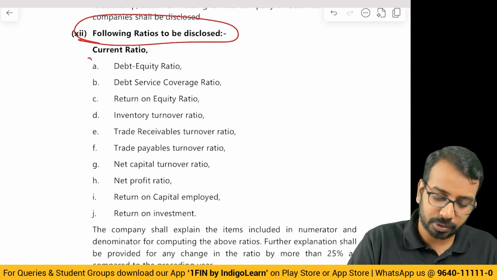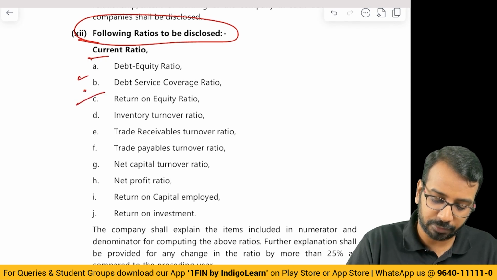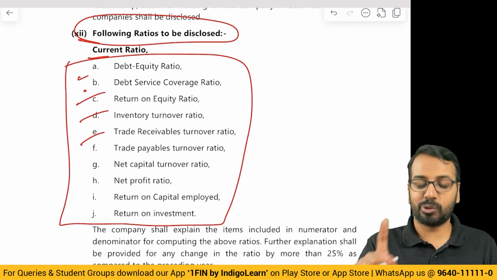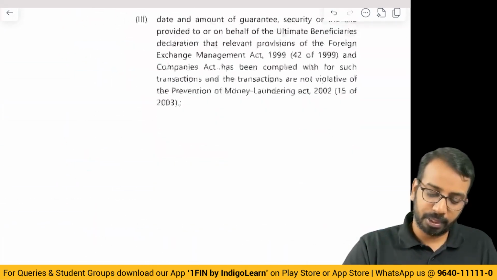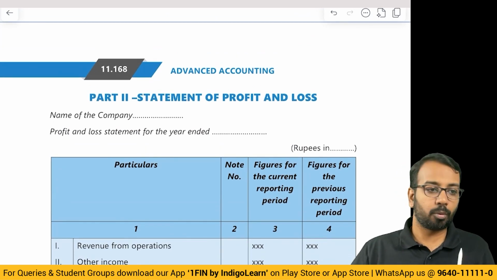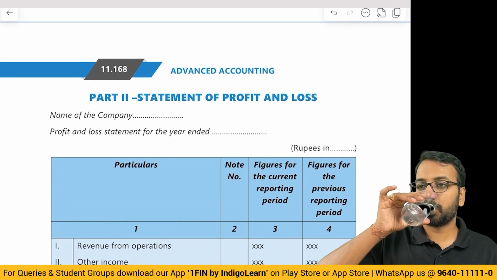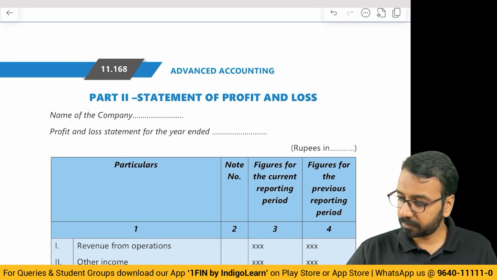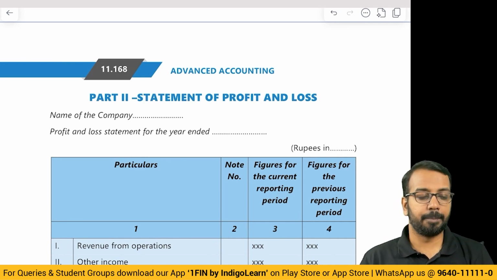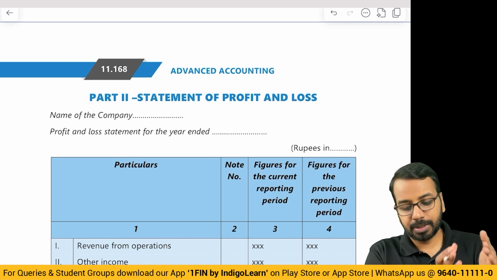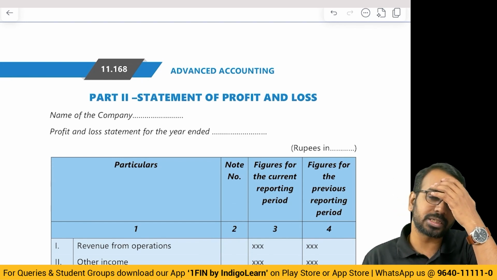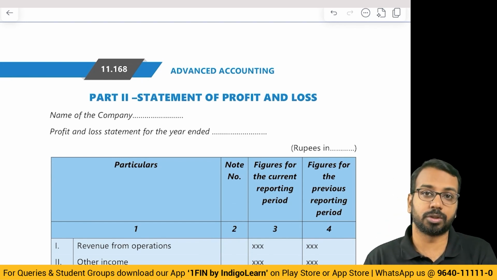Ratios have to be disclosed. Some ratios like debt to equity ratio, return on equity, inventory turnover, trade receivable, all of these ratios have to be disclosed. You are not expected to calculate and disclose that in the examination. Okay, so that is it as far as the balance sheet is concerned. Any question? So what you should do is remember the balance sheet format and read the disclosures once or twice. Don't waste too much time in just remembering the disclosures.